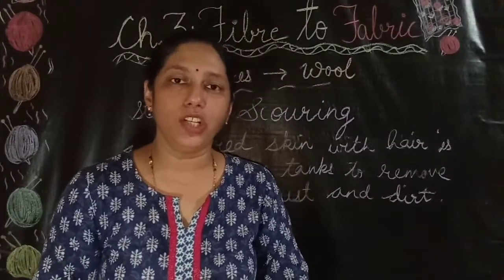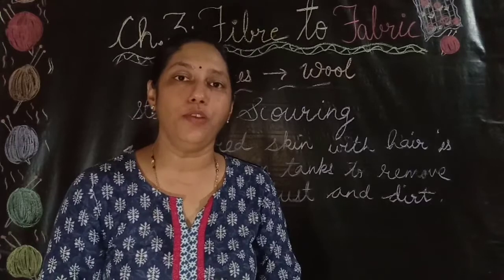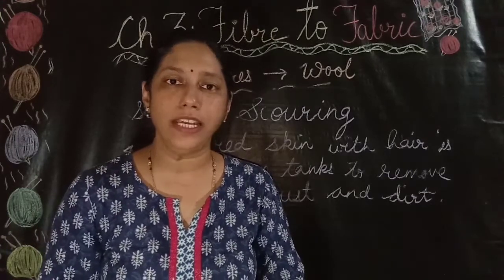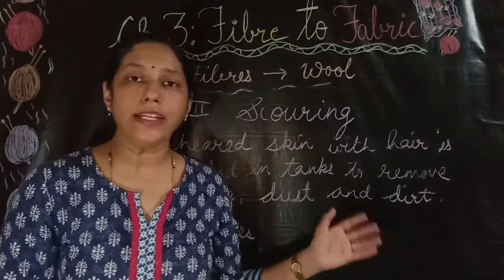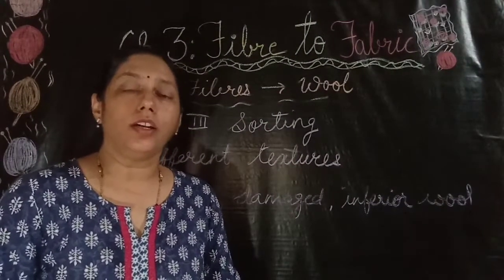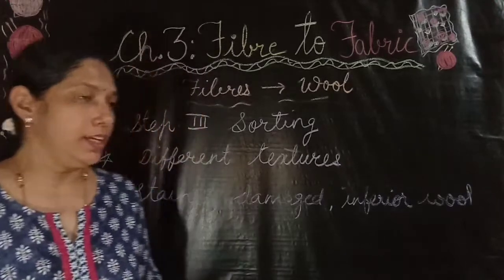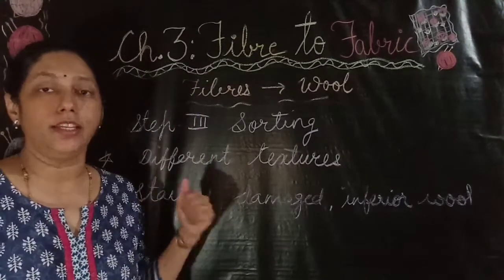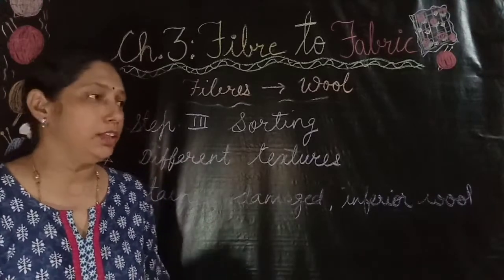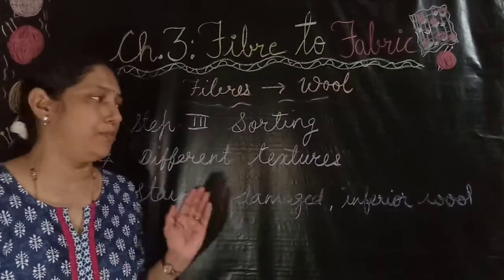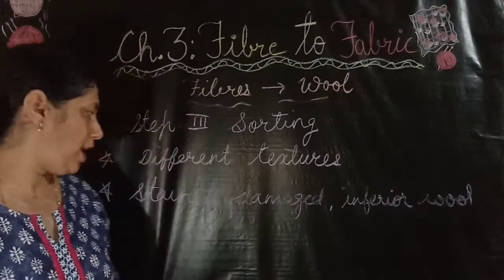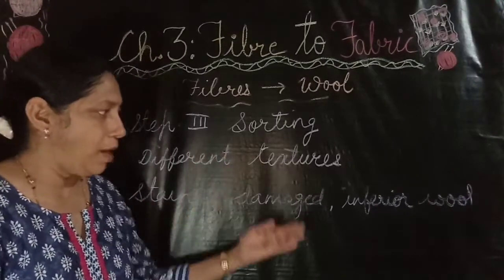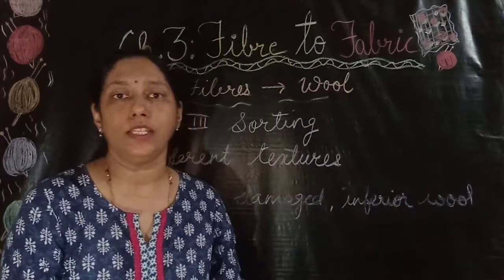In the second step, the sheared skin with hair is thoroughly washed in tanks to remove grease, dirt and dust. This process is called scouring. Nowadays, it is done by using machines. After scouring, the third step, sorting, is done. In this step, the hairy skin is sent to a factory where the fibers or the hair of different textures are sorted or separated. Now, in this step, the stained, damaged or inferior wool is removed.